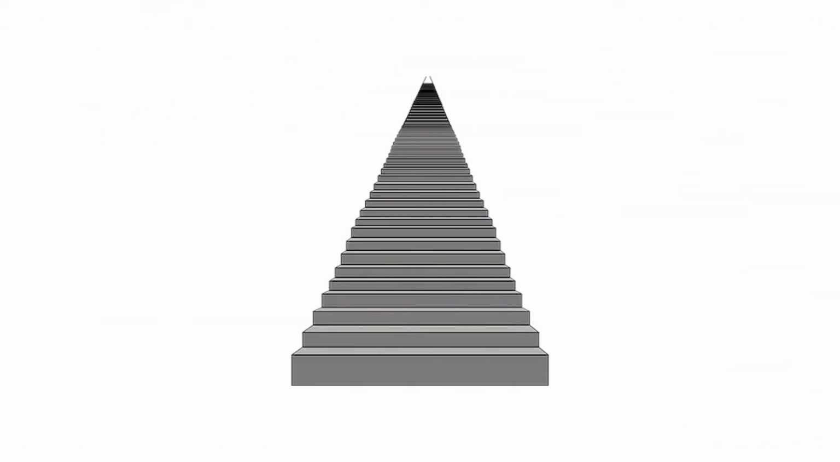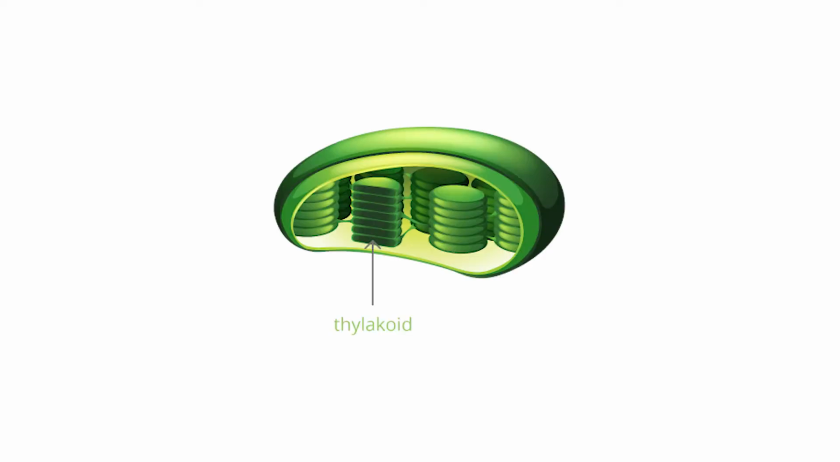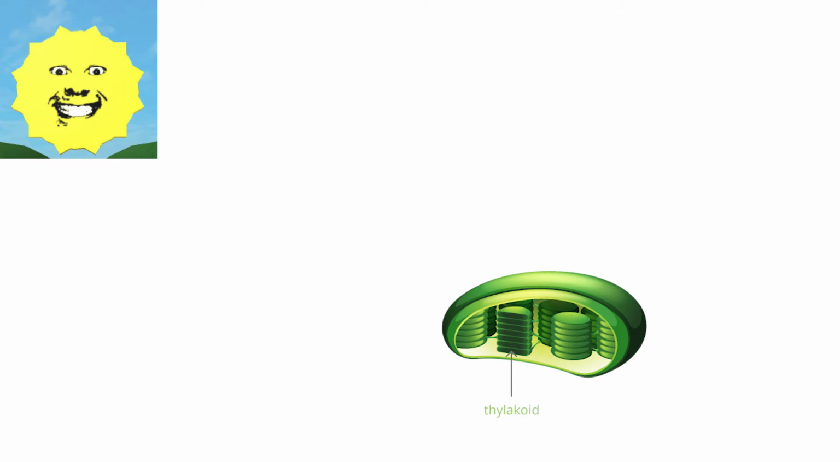The first step is the light-dependent reaction, and it occurs on the thylakoid membrane. Light from the sun is absorbed by something called a photosystem.